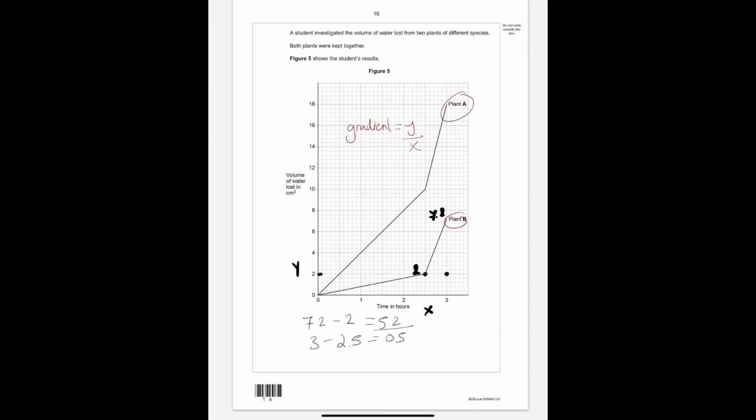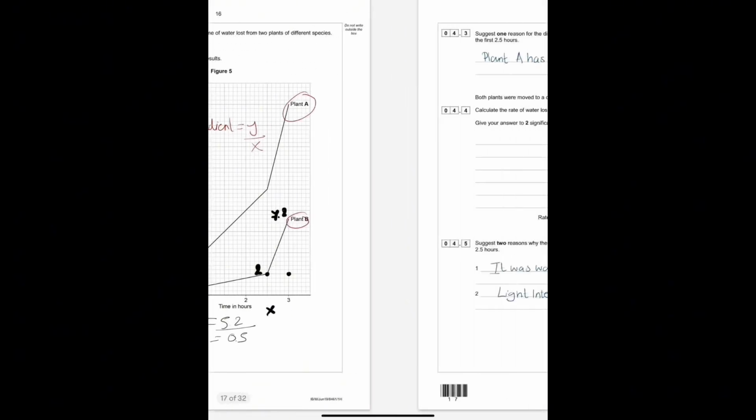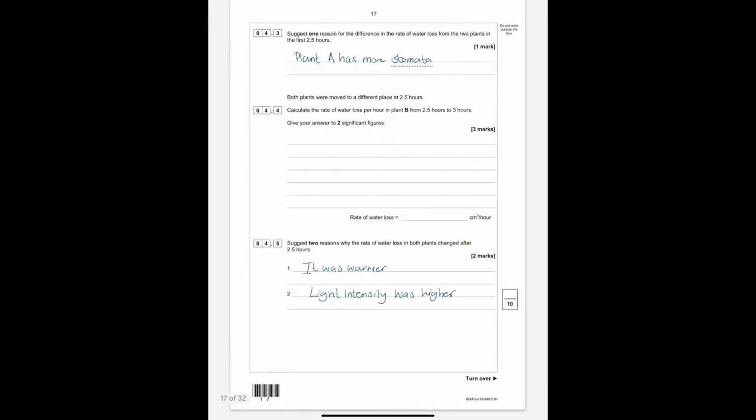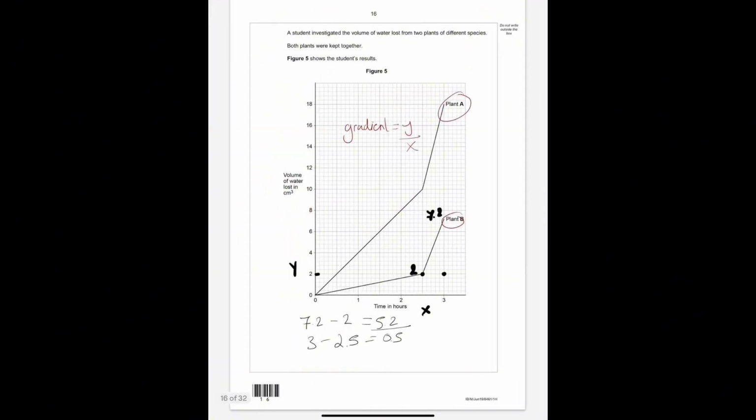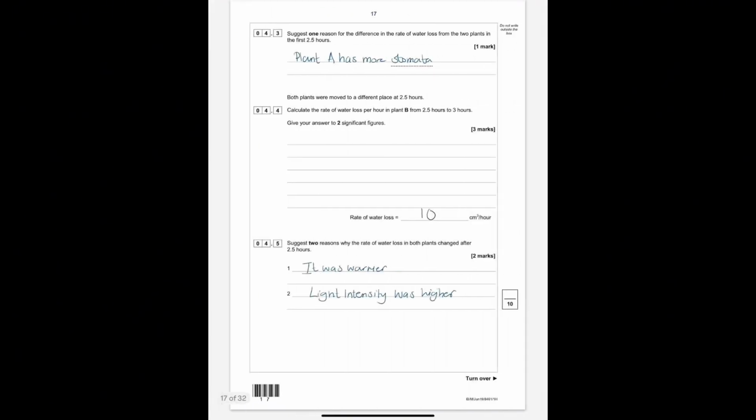So all you do is 5.2 divided by 0.5, and that's going to give you an answer of 10.4, and that's going to be your answer. So you round up to 2 significant figures, and that's going to give you 10. Okay, so the answer is going to be 10 for this one. I've done the working out over here, so it's just like how you work out the gradient. Okay, so let's move on to the next question.